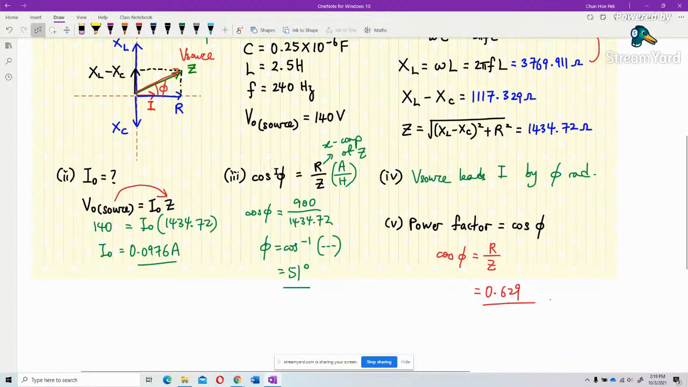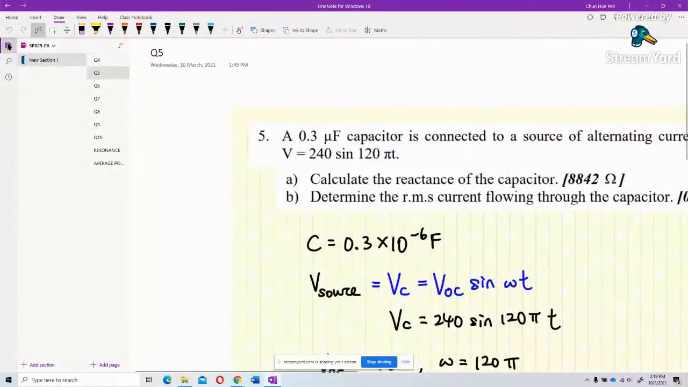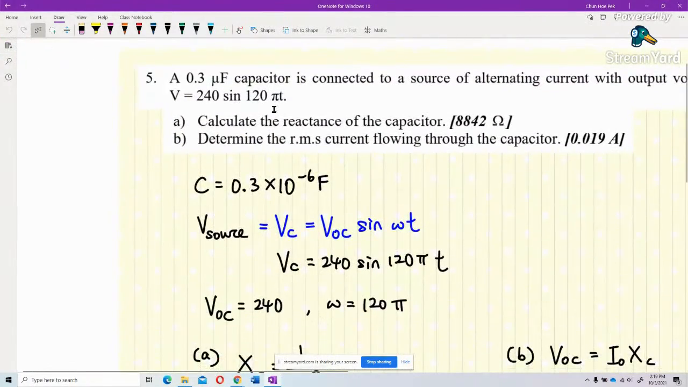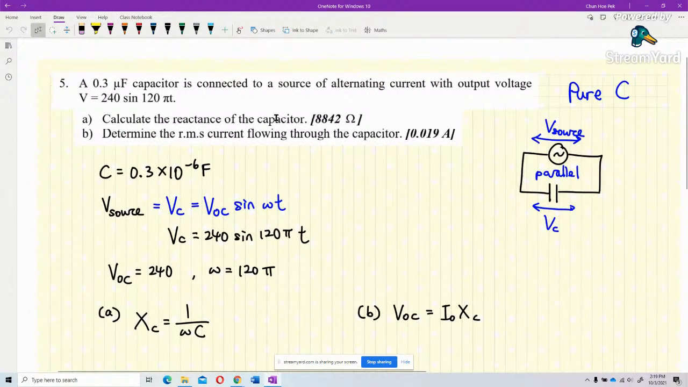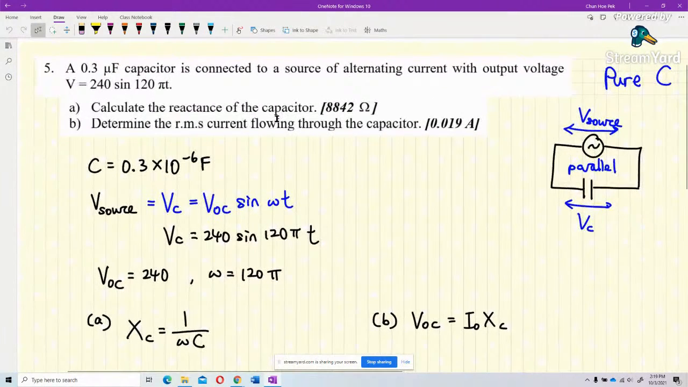Okay, now let's move on to the next question. Yeah, let's move on. Thank you for the comment. Yeah, love you all. Okay, now let's go to question 5. Don't bother about writing first. Later, I will print screen this for you.